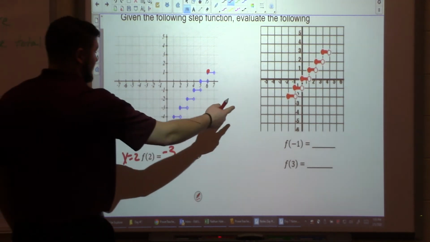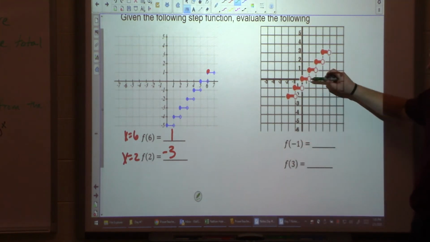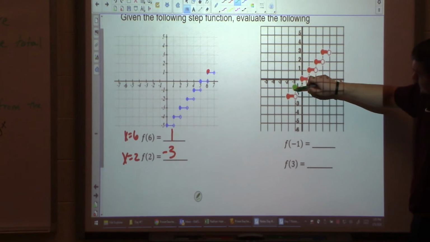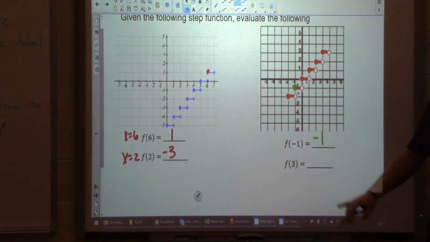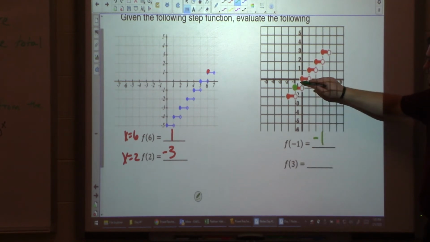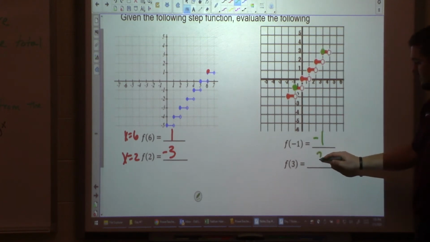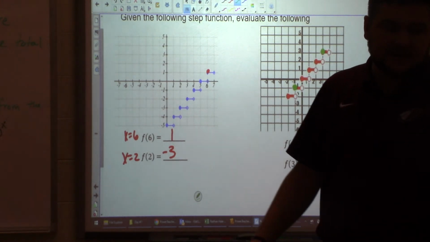Over here, if I have f of -1, I'm looking where x equals -1. I go down, I have a filled-in and an open. I need to take that filled-in part, so that'll give me y is -1. F of 3, so look where x equals 3. I have an open circle and I have a filled-in circle. I have to take that filled-in one.